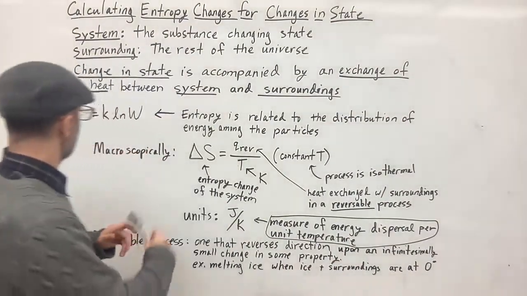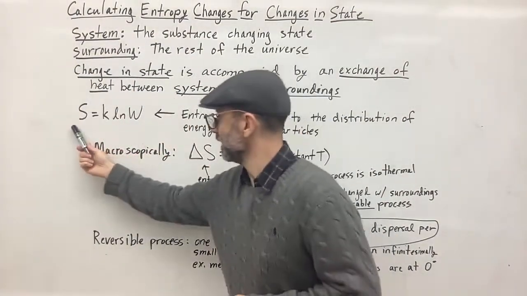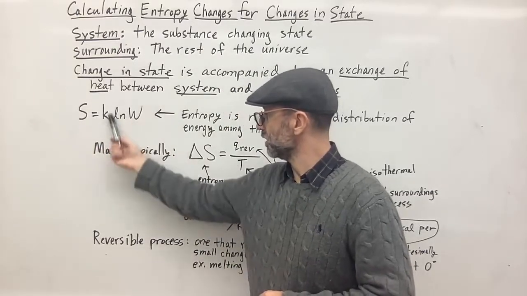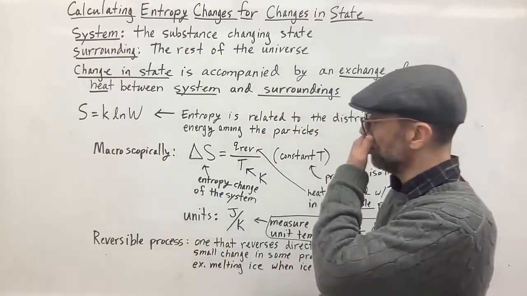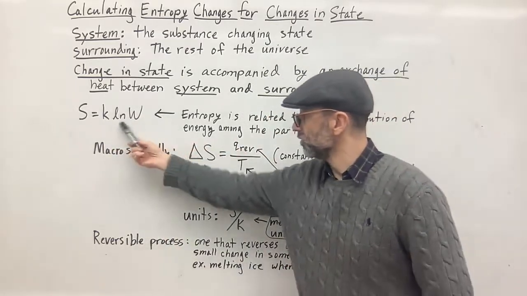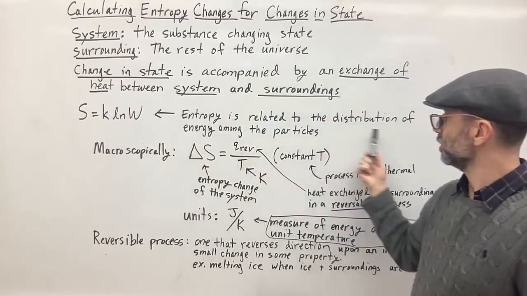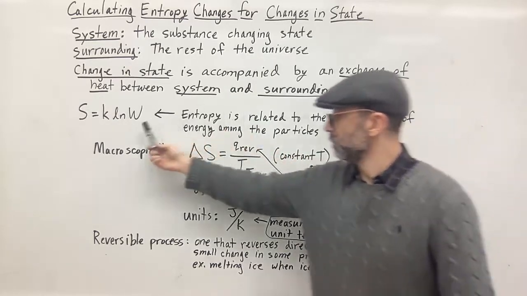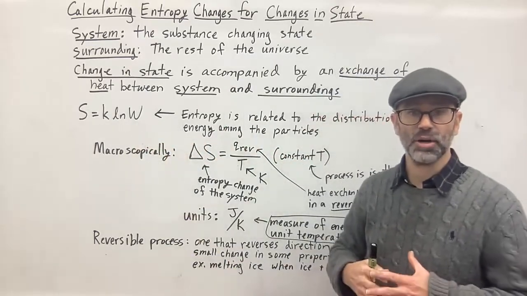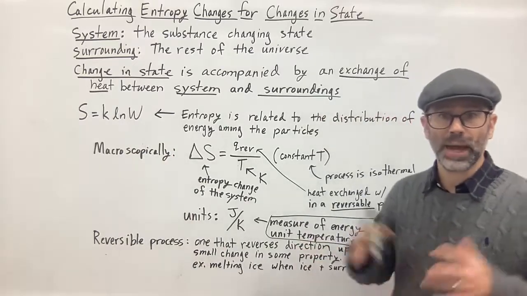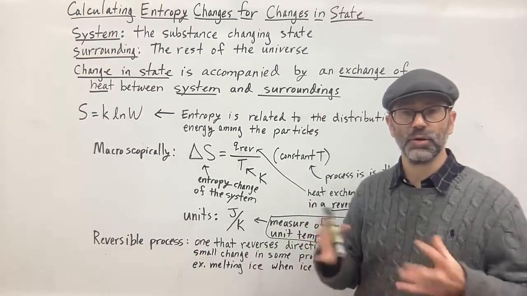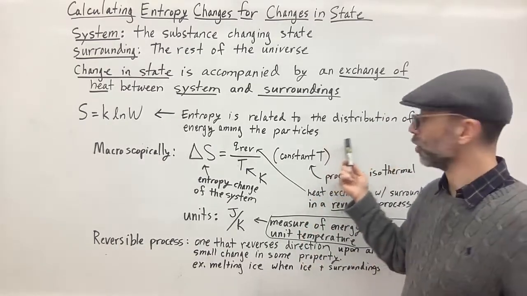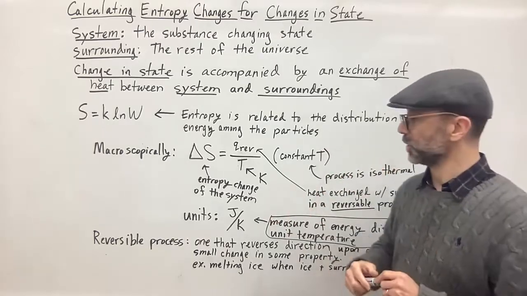So again, the entropy is S. S is equal to Boltzmann's constant multiplied by the natural log of W. And so remember, this is telling us that entropy is related to the distribution of energy among the particles. So remember W, the number of microstates, the number of ways in which you can arrange particles in an equivalently energetic way. We tied that before to this distribution of energy.